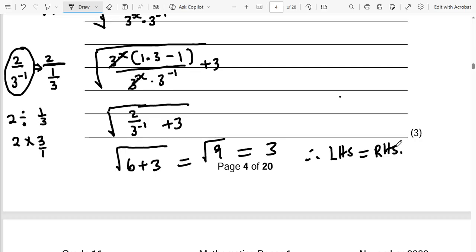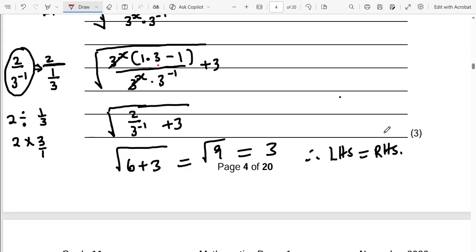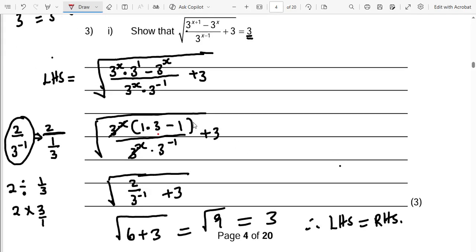What about the mark allocation? This is a 3-mark question. So you'll definitely get a mark for factorizing, guys. Taking out the common factor is very important. There's a mark for factoring. So this mark is for factoring. And then there's a mark for splitting. A mark for splitting.